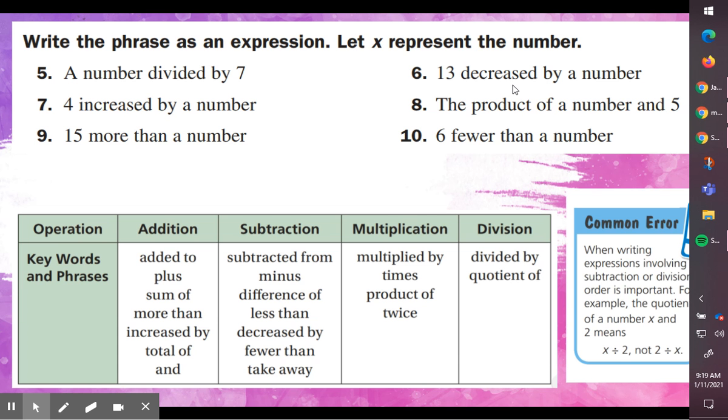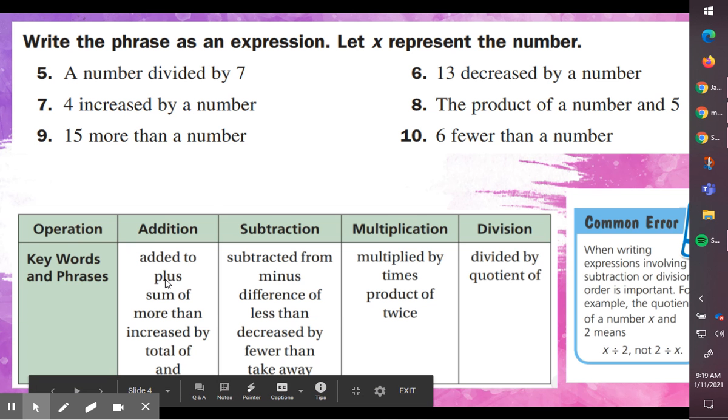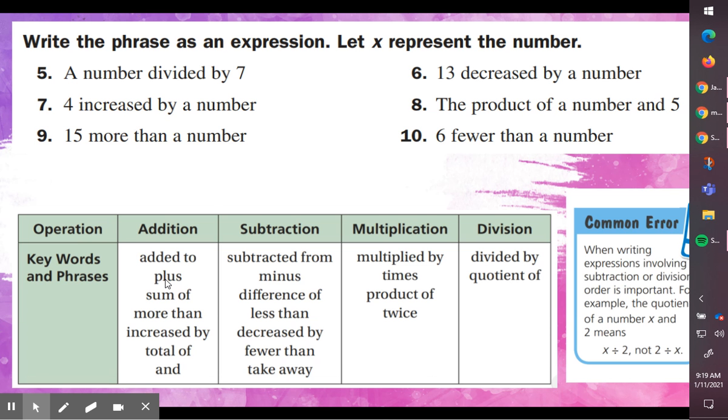Here's our key word, decreased by, and that happens to be in this section, the subtraction sentence section. How would you do that one, Brody? 13 minus x. Good. Number 7, 4 increased by a number. Okay, so that's in the addition section, isn't it? Thor. 4 plus x. Any variable, but they told us to use x this time, so we'll use x. 4 plus x.